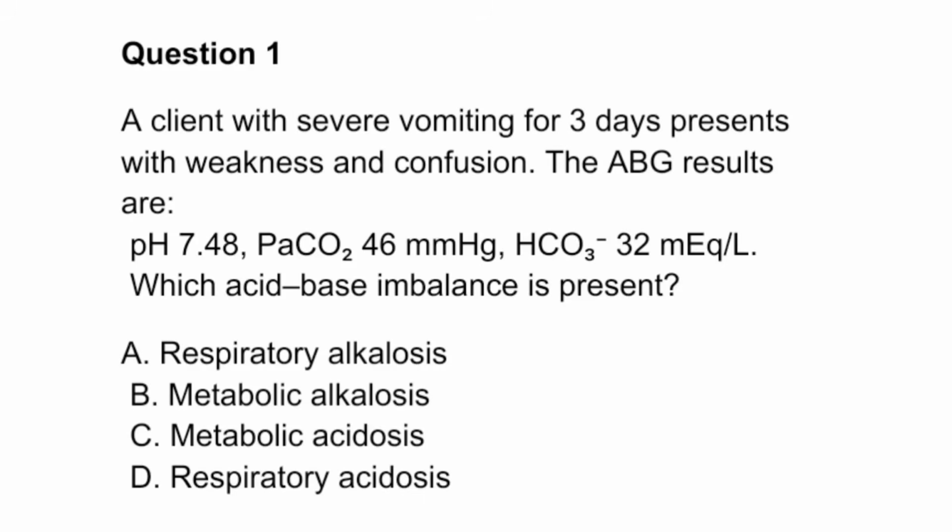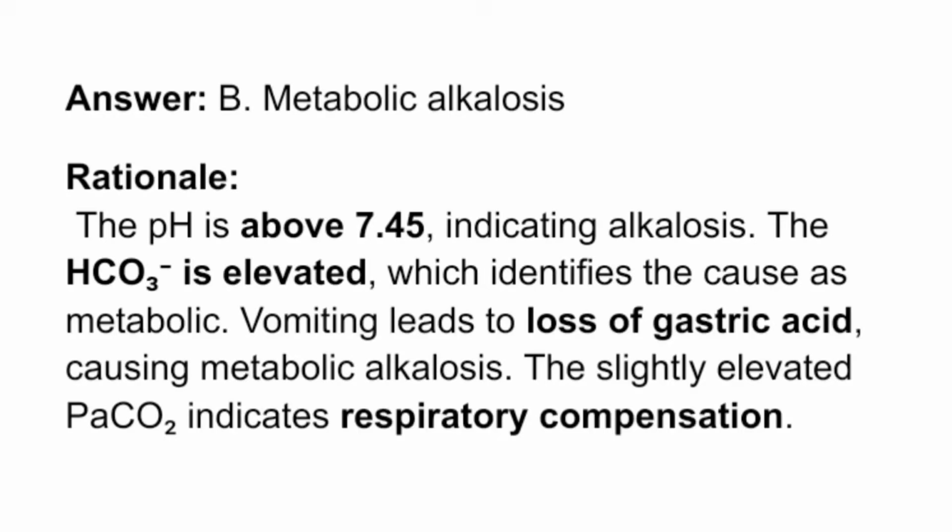A. Respiratory alkalosis. B. Metabolic alkalosis. C. Metabolic acidosis. D. Respiratory acidosis. Answer: B. Metabolic alkalosis. Rationale: the pH is above 7.45, indicating alkalosis. The HCO3- is elevated, which identifies the cause as metabolic. Vomiting leads to loss of gastric acid, causing metabolic alkalosis. The slightly elevated PaCO2 indicates respiratory compensation.